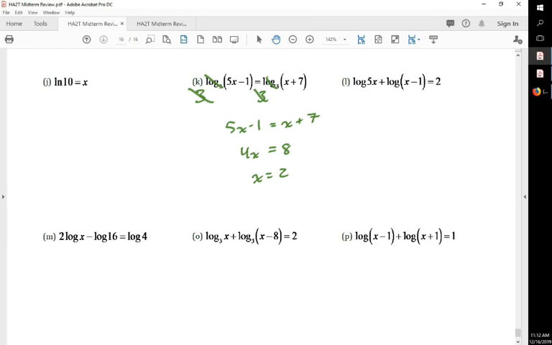Now, the tricky part with solving these is you always have to check to make sure it works inside the log. You've got to make sure you don't get a negative when you plug the 2 into this. When I plug 2 into this, do I get a negative? No. What about this one? No. All right, so it works.